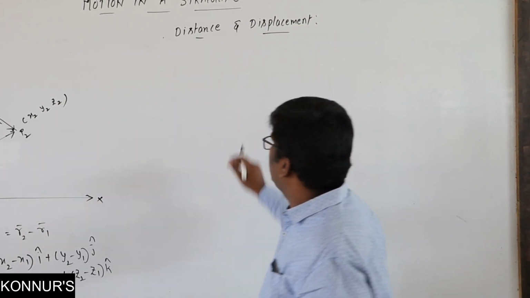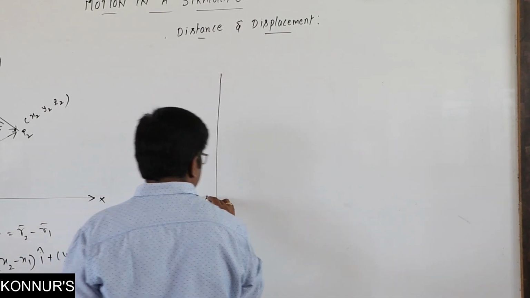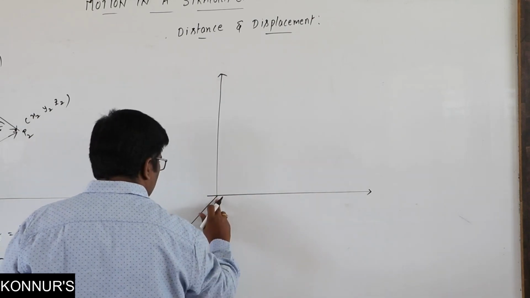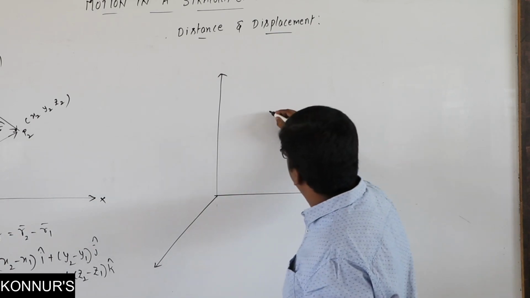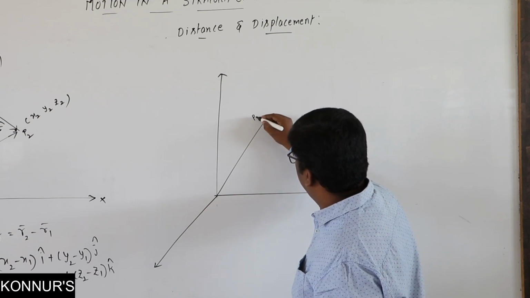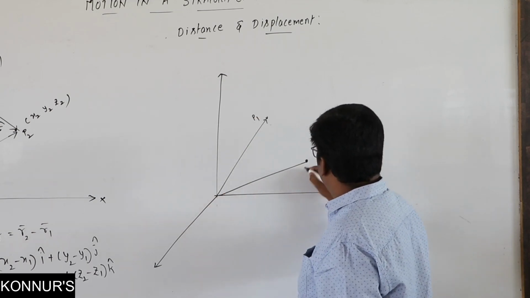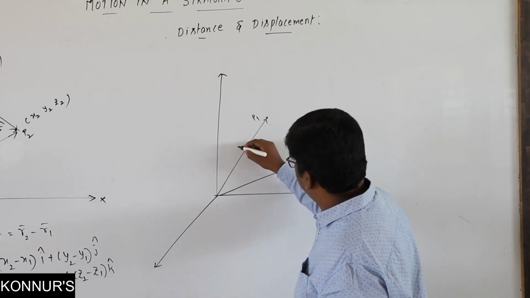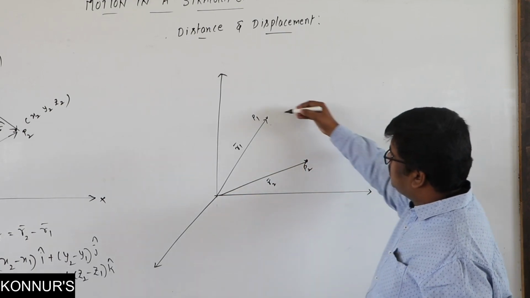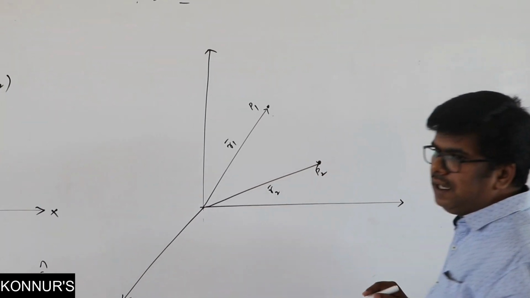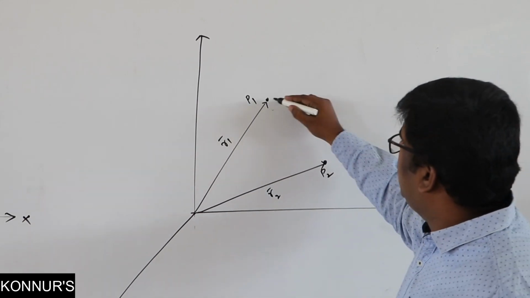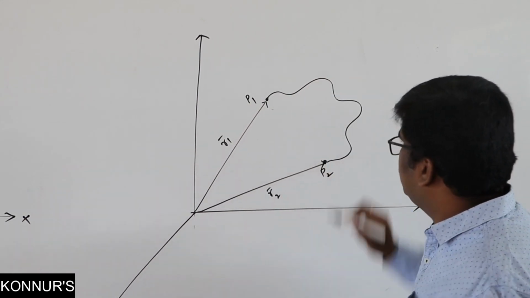If you observe, in the coordinate system we have two positions. Here position P1 and here position P2, and this is position vector r1 bar and position vector r2 bar. So this we treat as the initial position and this we treat as the final position. The particle started motion from the P1 position, it is traveling like this and it reaches here.